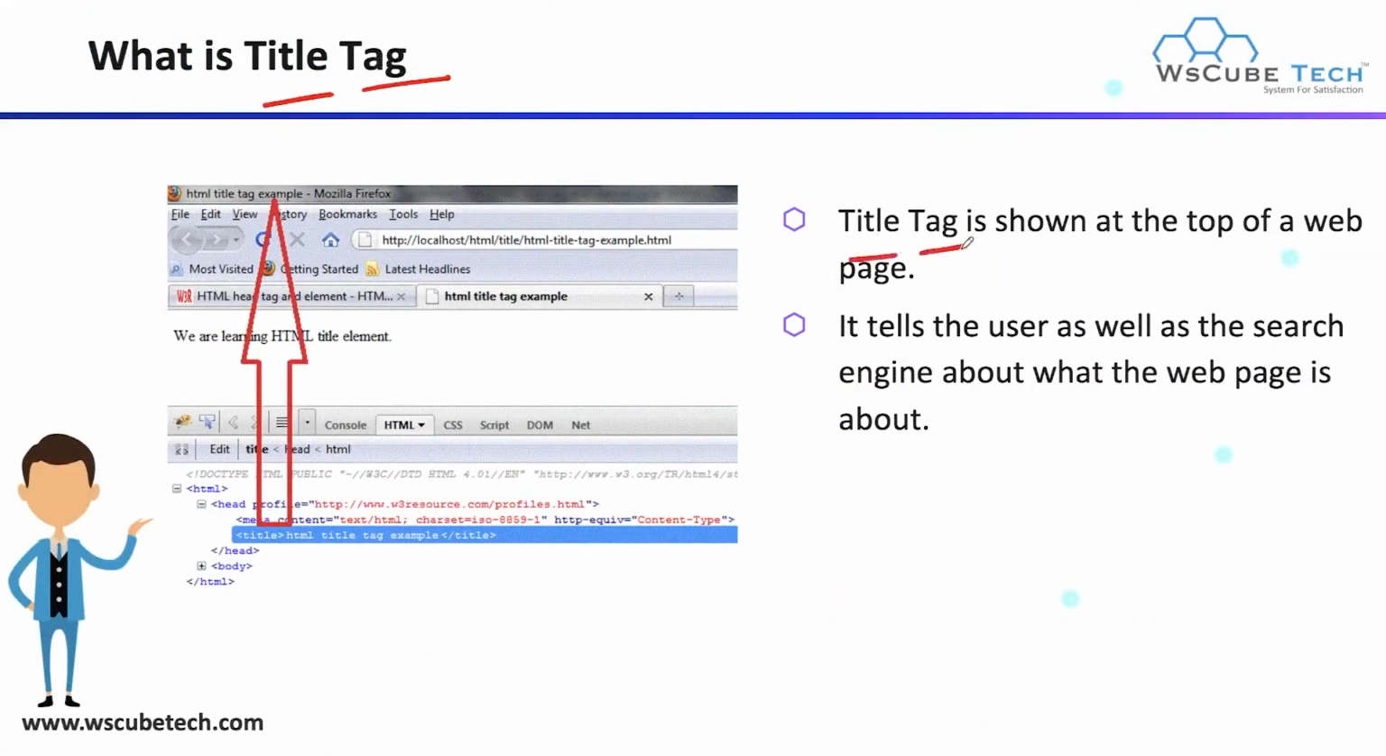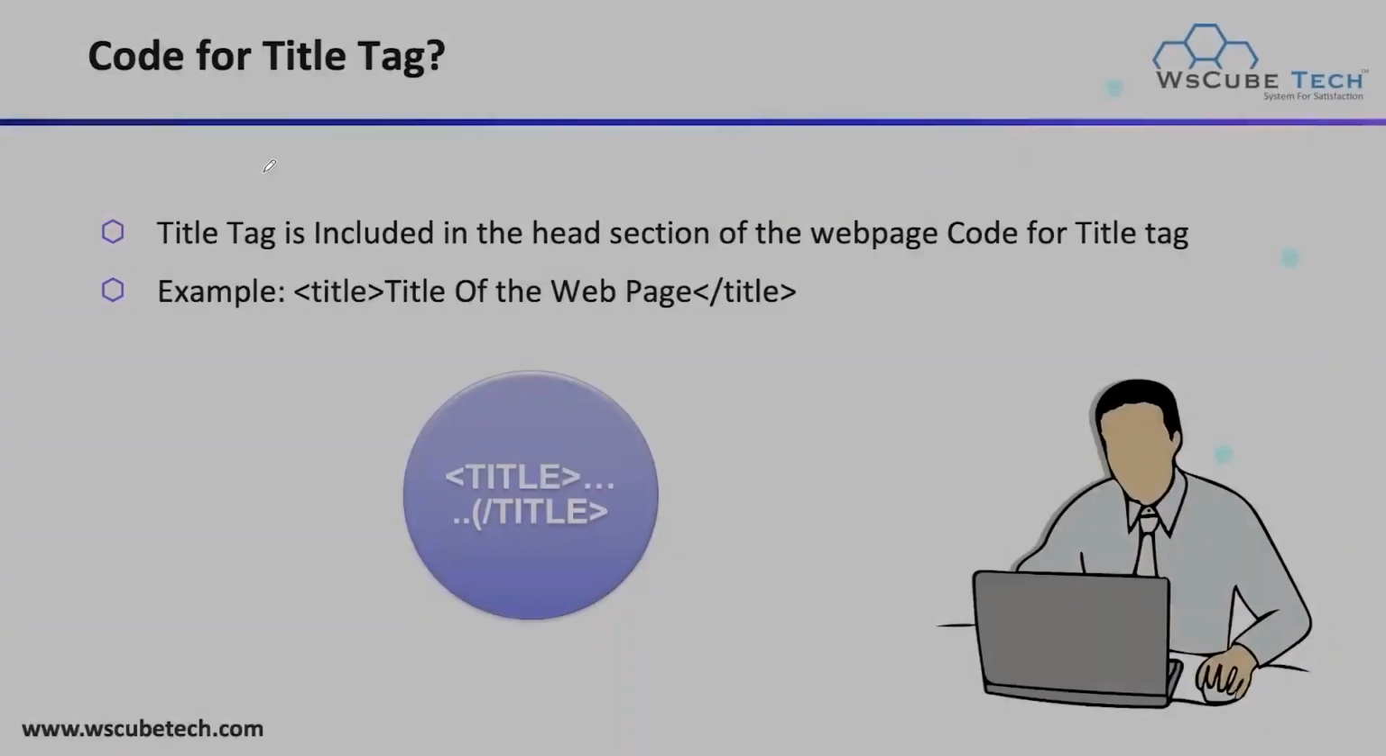The title tag is the tag which is shown at the top of the web page like this. It tells the user as well as the search engine what the web page is about. What's the information inside your web page? For example, here you can see that our title is HTML title tag example. So it means in this particular page, we will learn about the title tag. Okay. So this is your title tag.